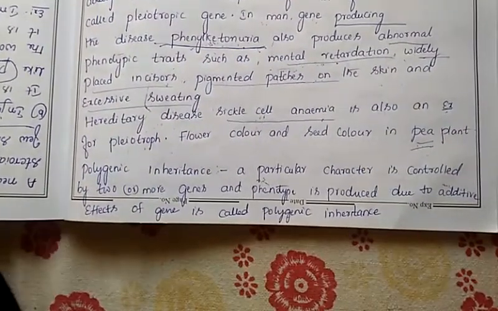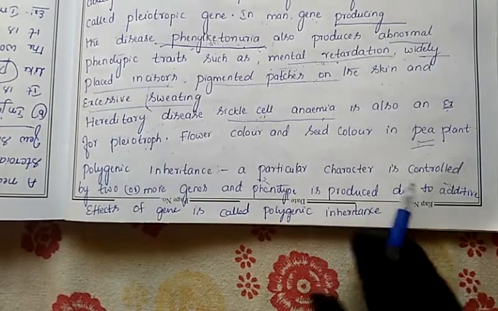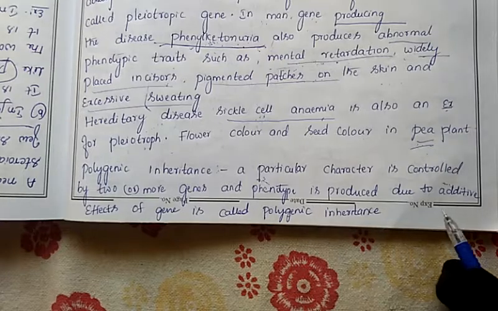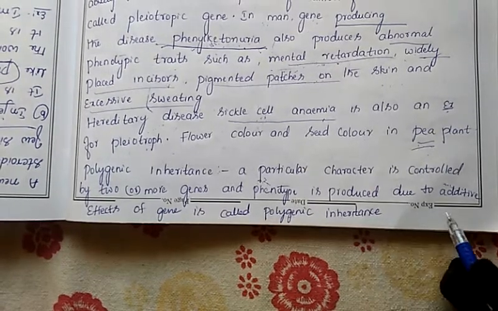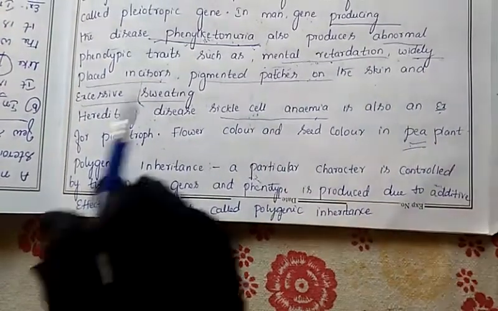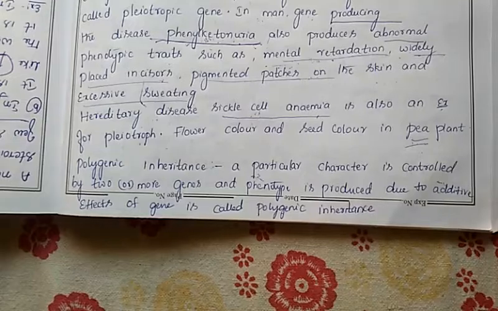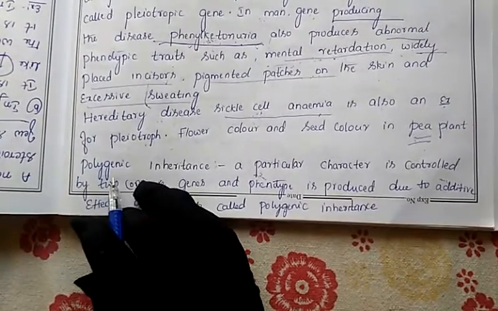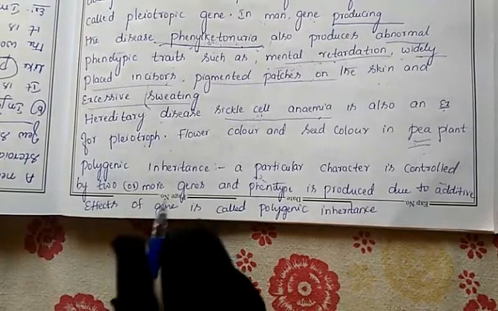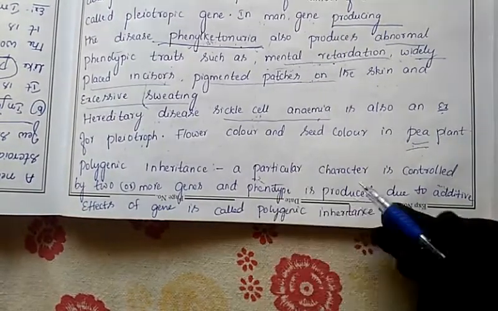Next topic, polygenic inheritance. Polygenic inheritance means a particular character is controlled by two or more genes, and the phenotype is produced due to the additive effect of genes. The name itself shows it: poly means many, genic means genes. Many genes get inherited and transmitted from one person to another person.